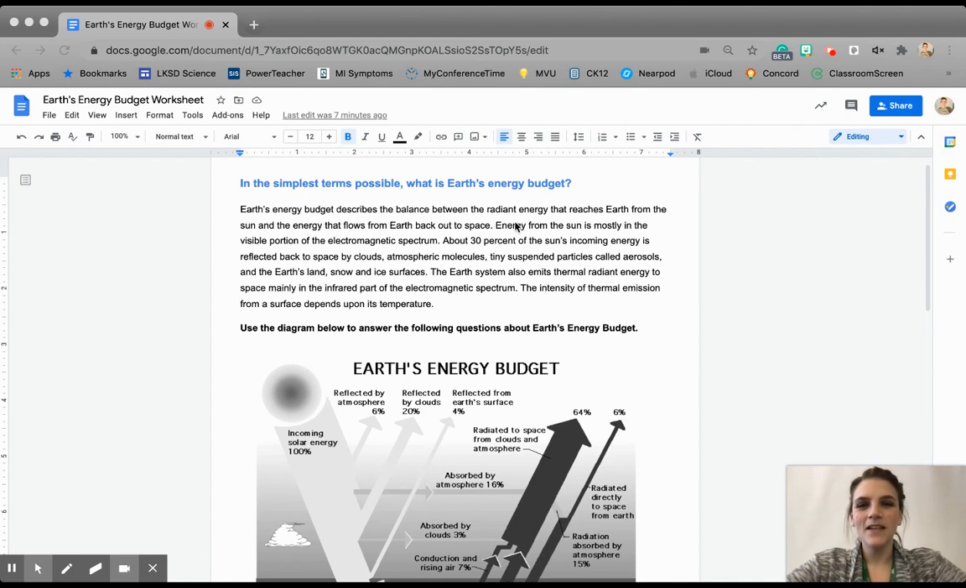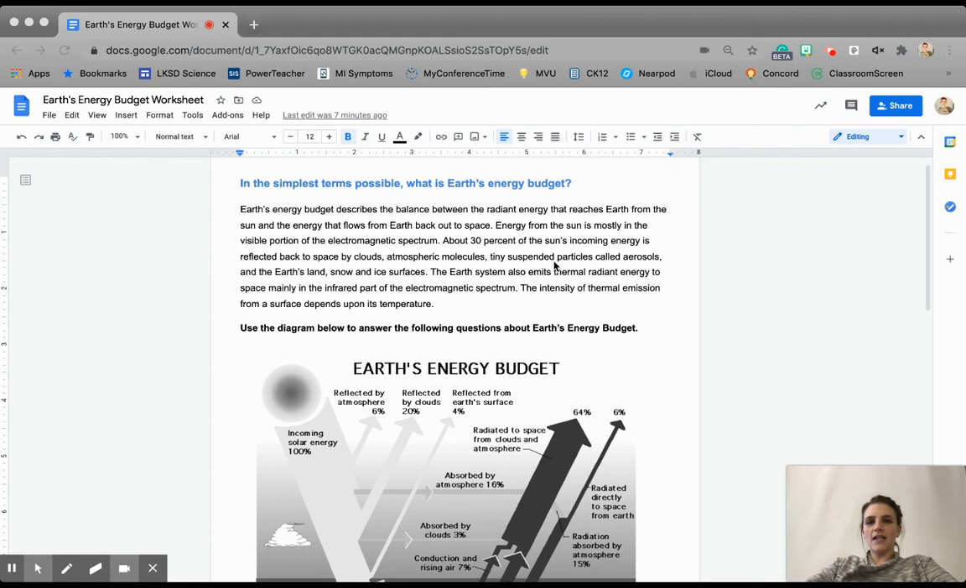sun coming at us. It says that energy from the sun is mostly in the visible portion of the electromagnetic spectrum. About 30% of the sun's incoming energy is reflected back to space by things such as clouds, atmospheric molecules, tiny suspended particles called aerosols, and also the Earth's surface, including land, snow, and ice. The Earth system also emits thermal radiant energy to space, mainly in the infrared part of the spectrum. The intensity of thermal emission from a surface depends on its temperature. So things that are hotter would emit more thermal energy. Things that are cooler would not emit as much.